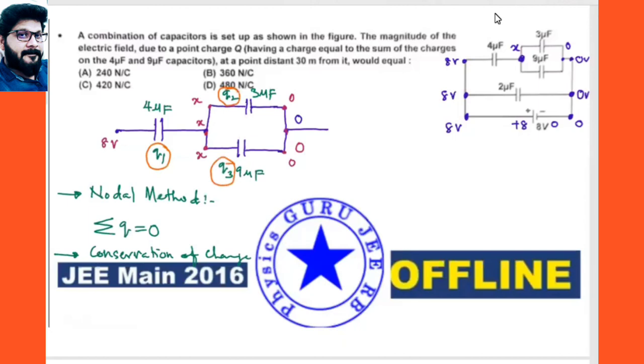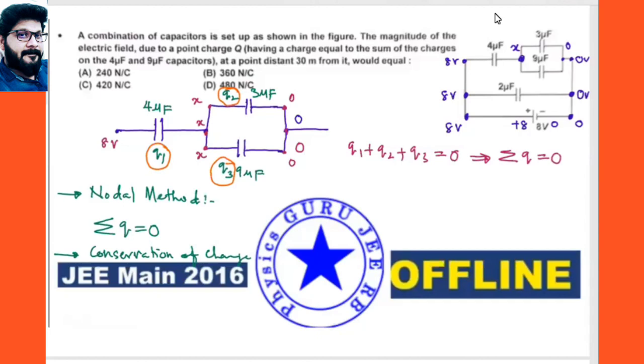on 9 microfarads. Is it clear? Now the total should be equal to 0. What do we have to do now? Q1 plus Q2 plus Q3 should be equal to 0. That is nothing but net sigma Q equal to 0.